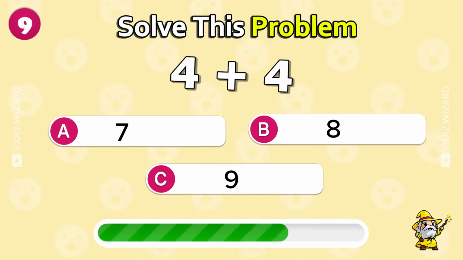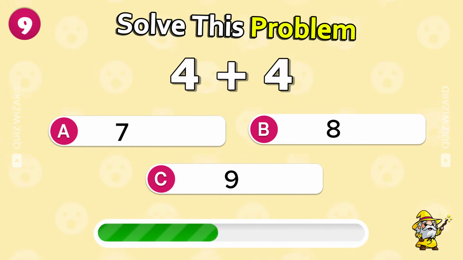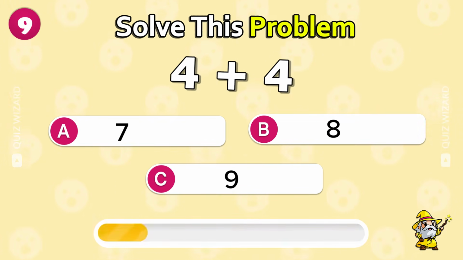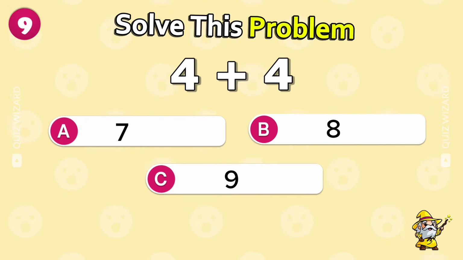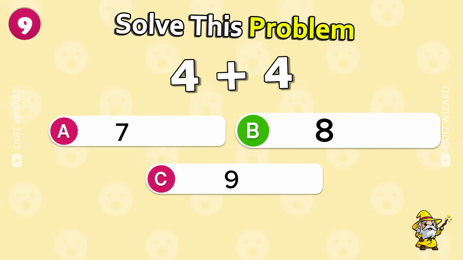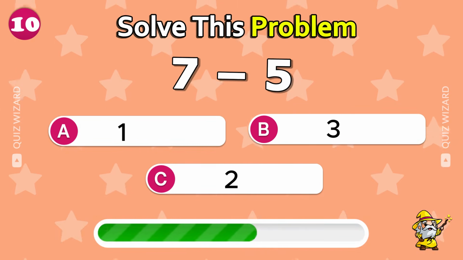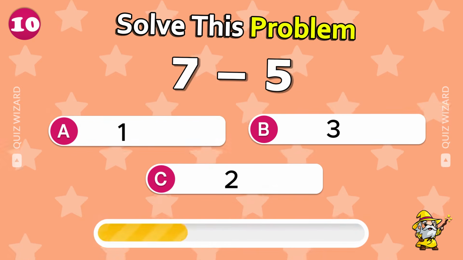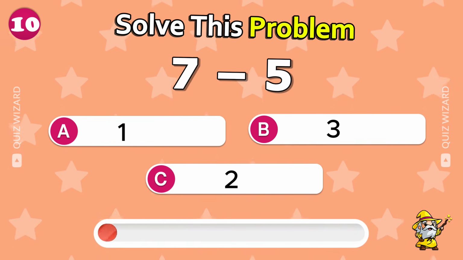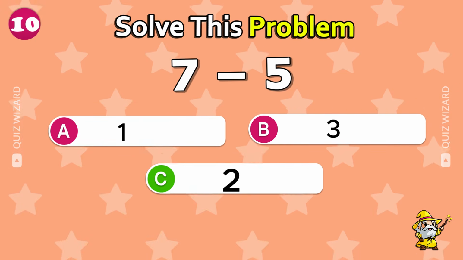What is 4 plus 4? 7, 8, 9. Correct is 8. How much is 7 minus 5? 1, 3, 2. Correct is 2.